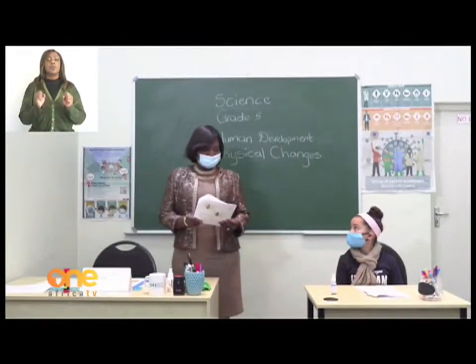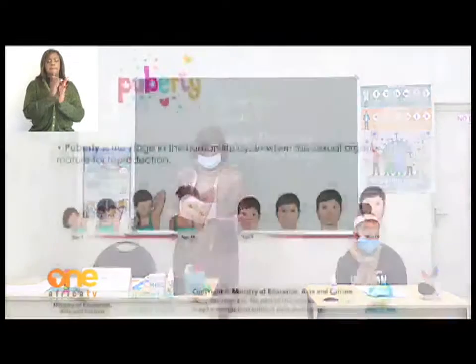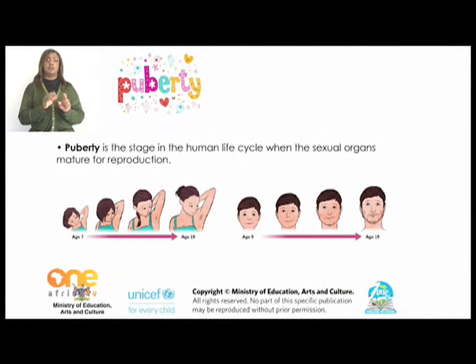Chanel, so let's look at page 14. We are looking at puberty. What is puberty, Chanel? Puberty is the stage in the human life cycle when the sexual organs mature for reproduction. In short, we say puberty is the time when boys and girls change into men and women. So underneath puberty, you can see there's a picture. That picture is trying to illustrate some of the changes that we undergo during puberty.